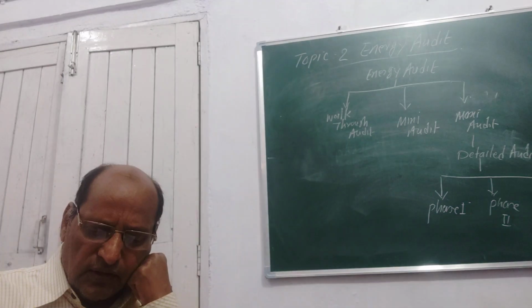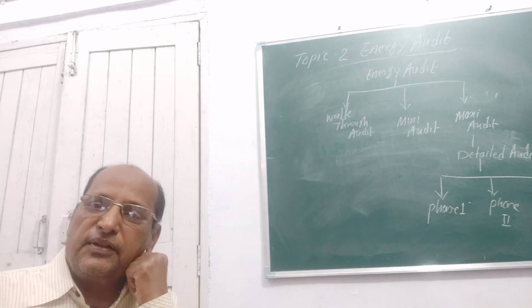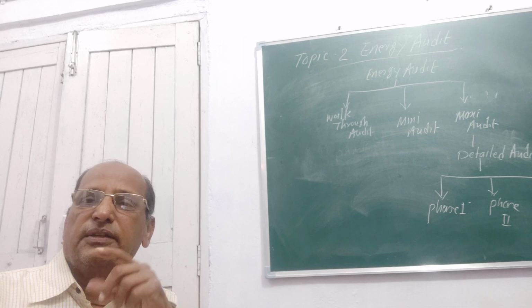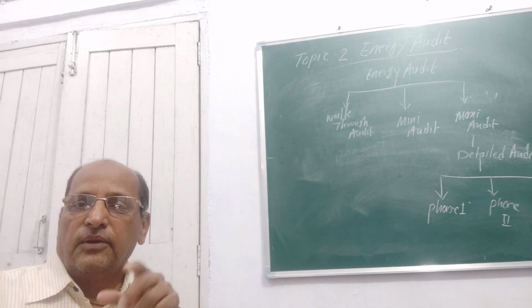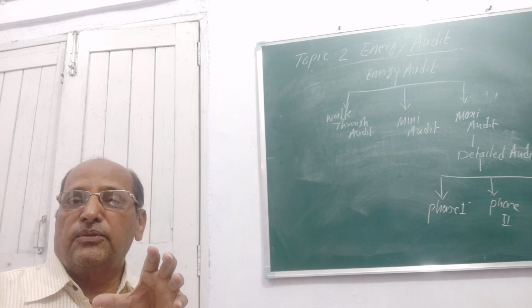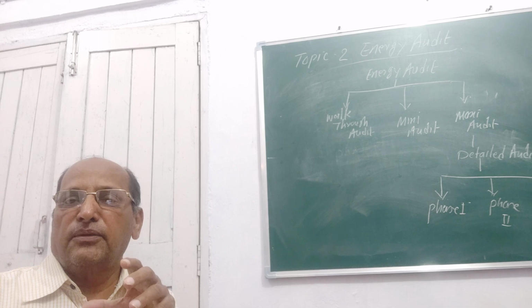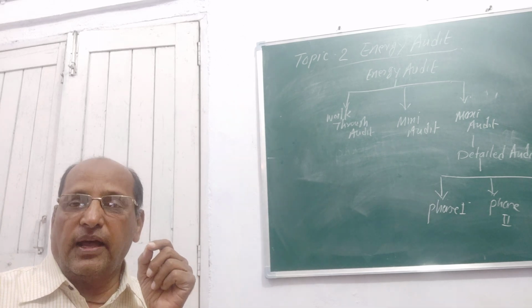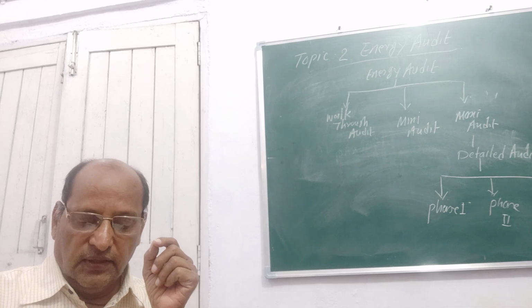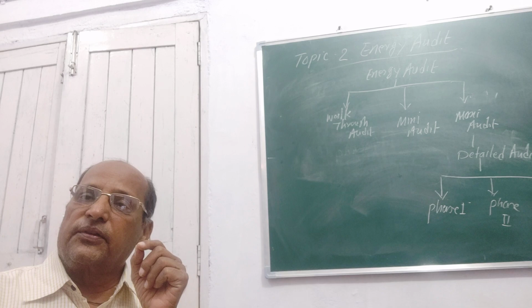Then the third is to suggest improvement in methods of operation. I just now discussed that after observation of this whole process, when you find there is some deficiency in the manufacturing process in which energy consumption is more as compared to standard, then you have to suggest improvement in the methods of operation.